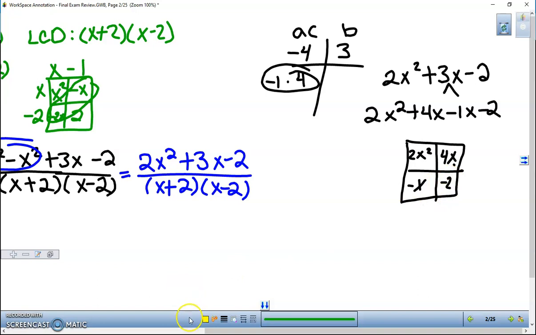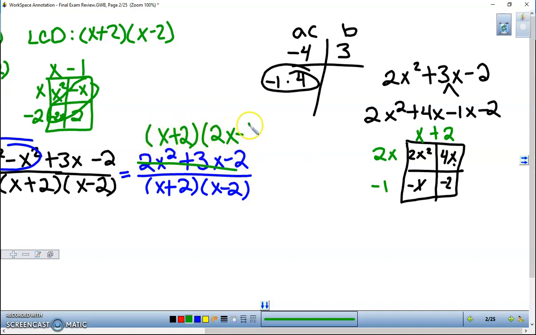Okay, so let's go ahead and figure out what these are going to be. So 2x squared and negative x, those both have an x in common. 4 and negative 2 both have a 2, so that'll be x plus 2. 2x squared and 4x both have a 2x, and these both have a negative 1. So that means this top number is going to be x plus 2 times 2x minus 1.